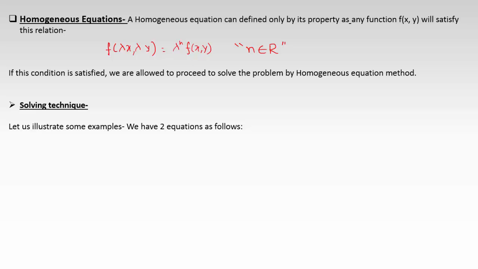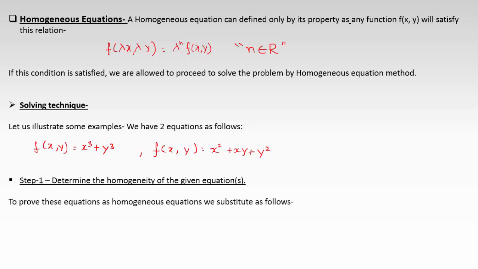So to make this concept more clear, let's solve an example. We have two equations and we have to satisfy that condition so that we can tell they are homogeneous equations: f of x y is equal to x cube plus y cube, as well as f of x y equal to x square plus x y plus y square. Now how do we prove these are homogeneous equations? Step 1: determine the homogeneity of these given equations. To prove these equations as homogeneous, we have to substitute as follows: x equals lambda x, y equals lambda y, for both the equations.